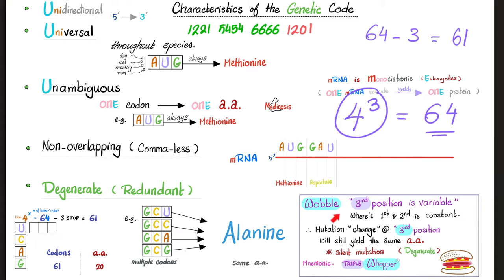Mnemonic time. For wobble, just remember the triple Whopper at Burger King. Because if you go to Burger King, if you order anything, they will get your order wrong. But if you order the Whopper, they are very good at making the Whopper. You will not feel any mistakes. It's a silent mutation. Do you want a crazy mnemonic about the fact that your genetic code is degenerate to help you remember it on the exam? It is a horrible mnemonic. Forgive me, I'm just trying to help you remember it.